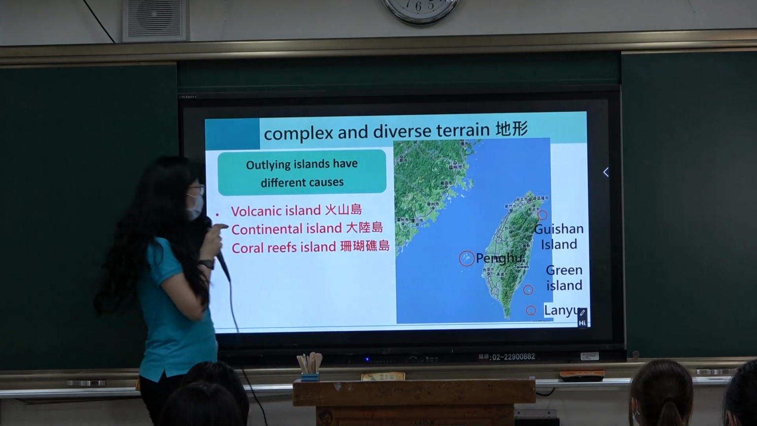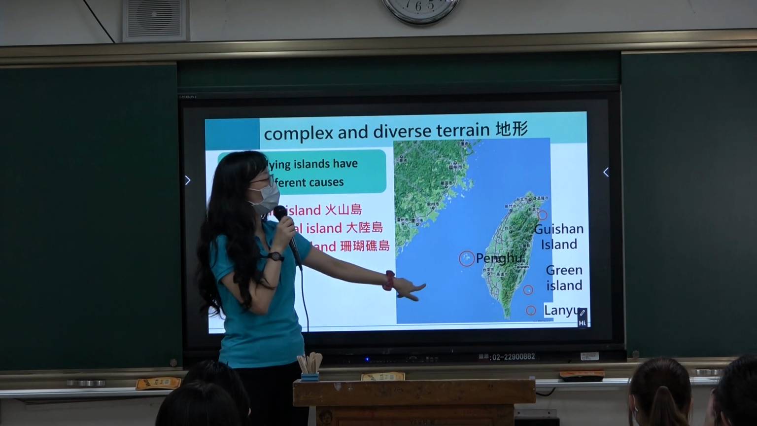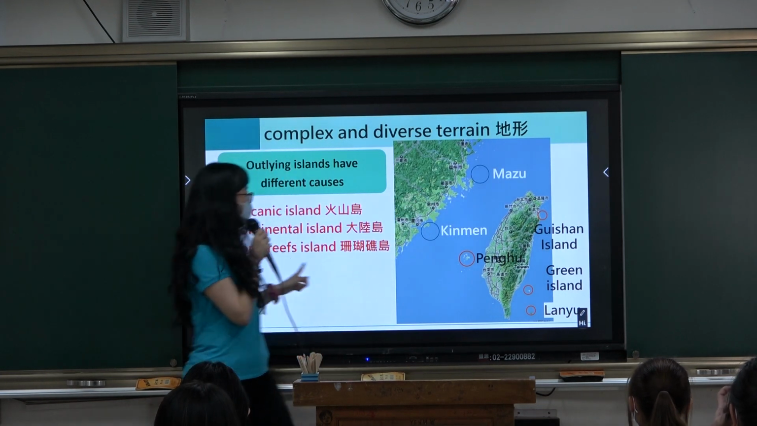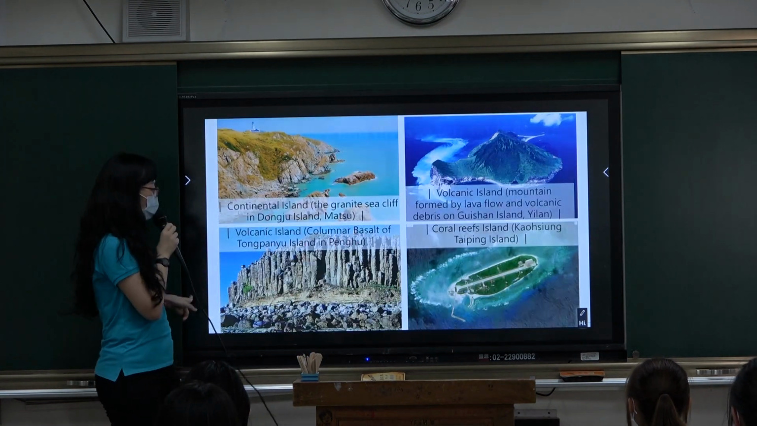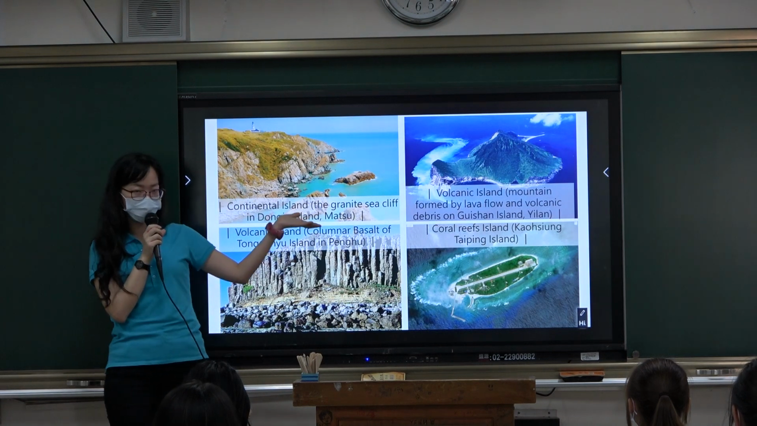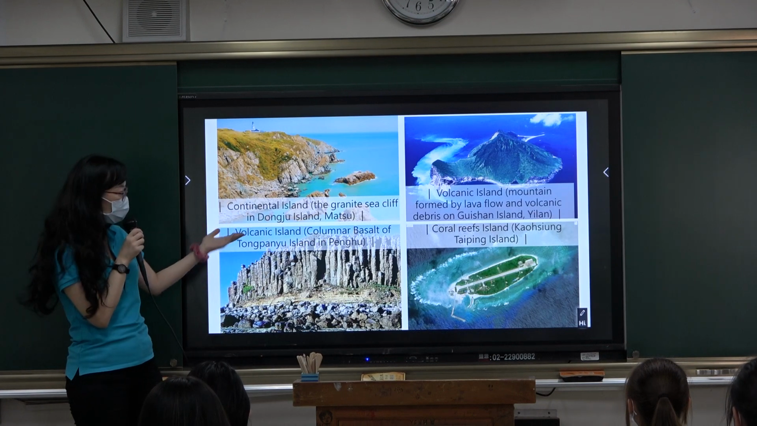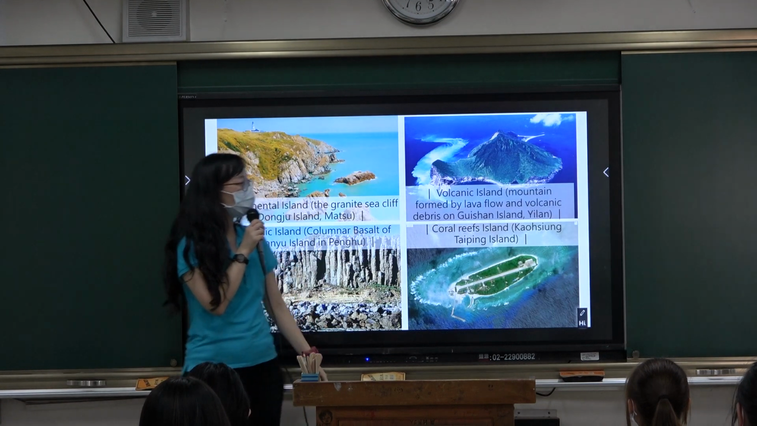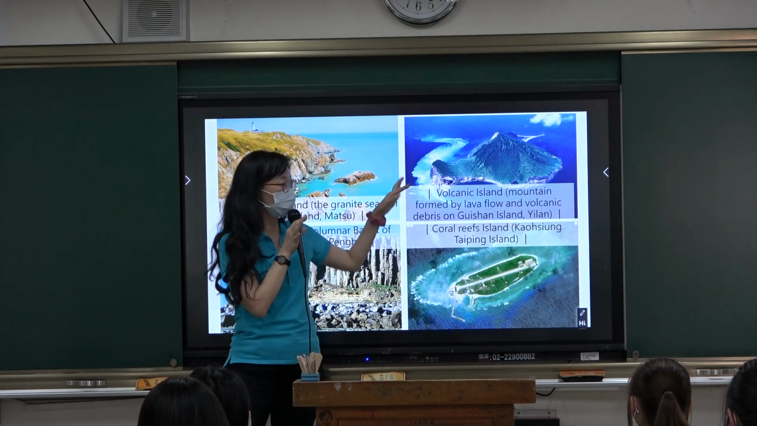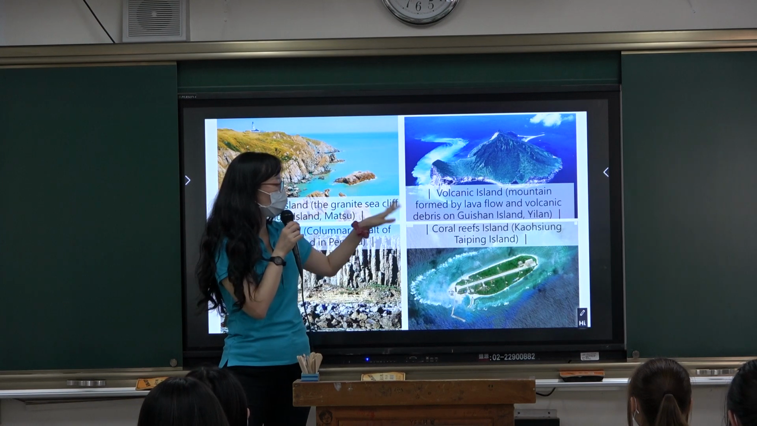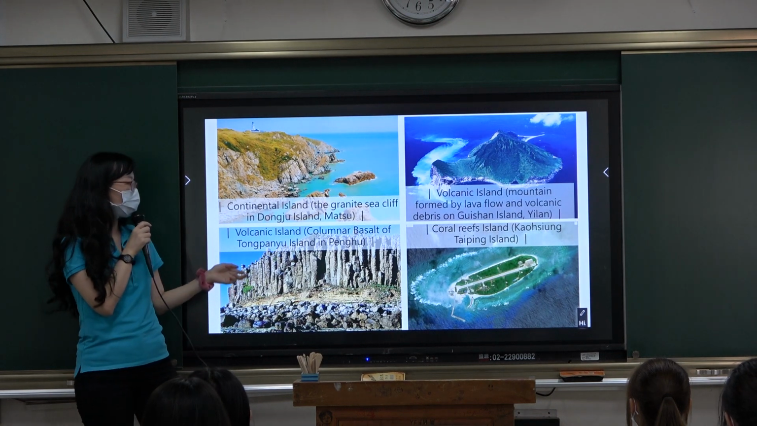And where is the continental island? Where? Jinmen and Mazu, yeah, Jinmen, Mazu. And where is the coral reef island? Yeah, Xiaoliuqiu, yeah, exactly. So as you can see from the picture, this is the continental island. It's much huger and much bigger. And the volcanic island usually has volcanic gas erupting. It's in the Guishan Island. Here is the Guishan Island. And this one is also a volcanic island.